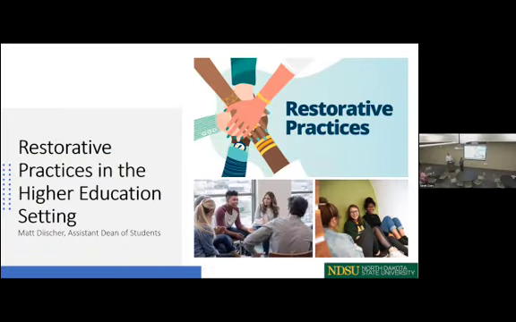We'll go ahead and get started. This is our third breakout session that we have. The session is restorative practices in the higher education setting.